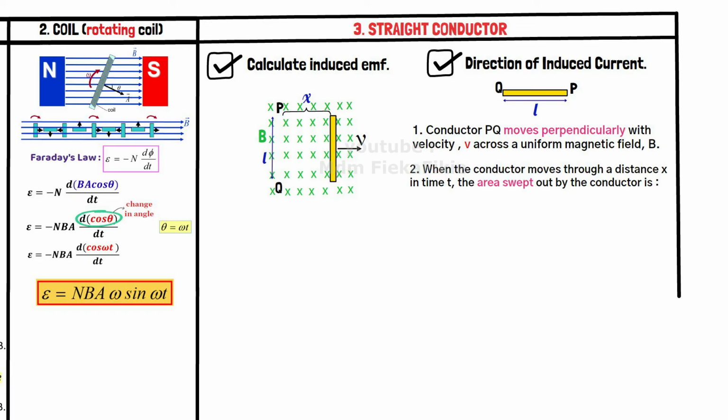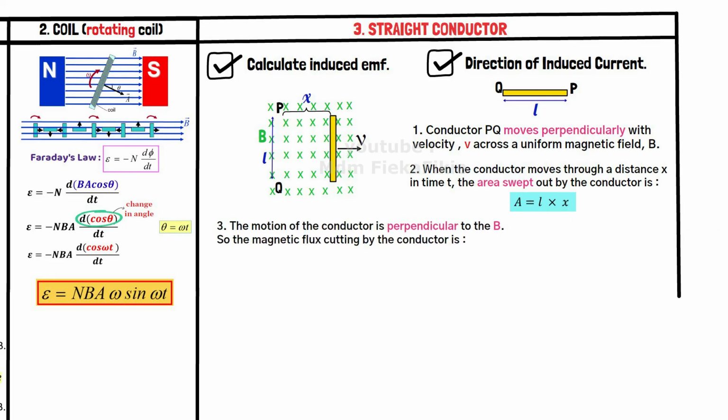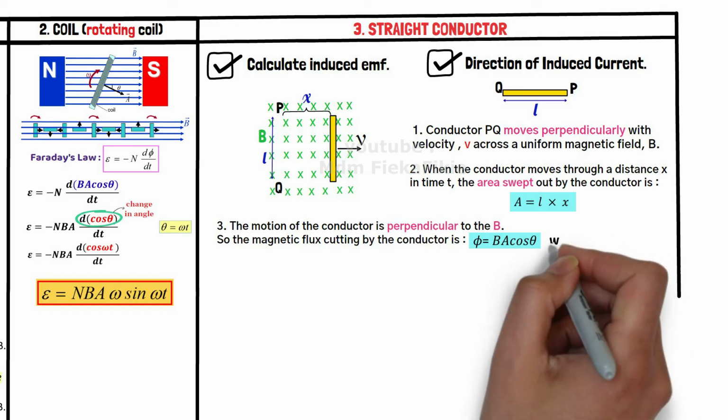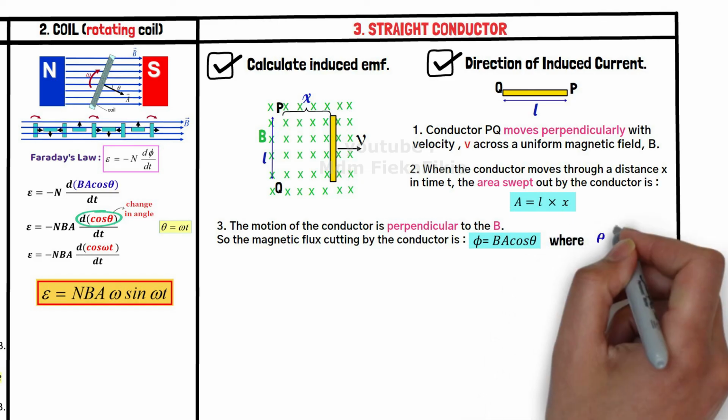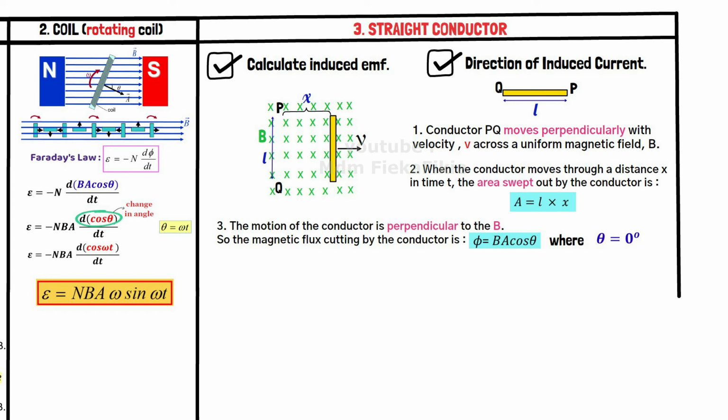So we can calculate the area swept out by the conductor, A is equal to L, which is the length of the conductor, times X, which is the distance traveled by the conductor. And then, because the motion of the conductor is perpendicular to B, the magnetic flux cut by the conductor can be calculated by using equation BA cos theta. Alright, so macam biasalah, angle theta is equal to 0 because it is the angle between area A and B.